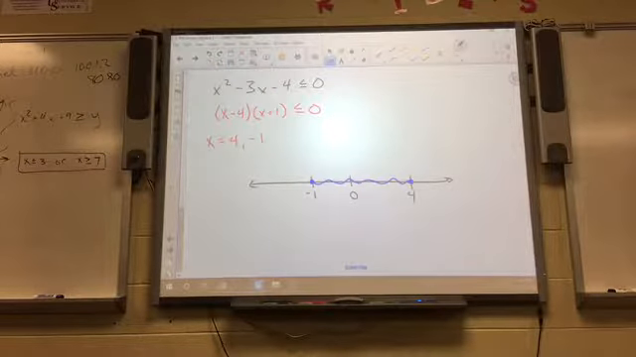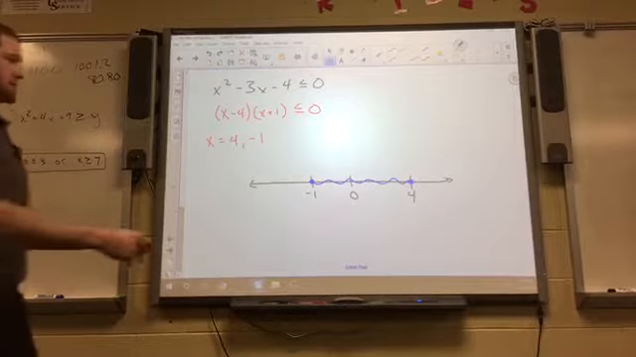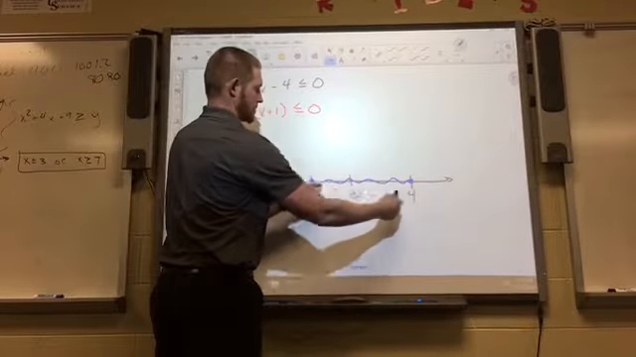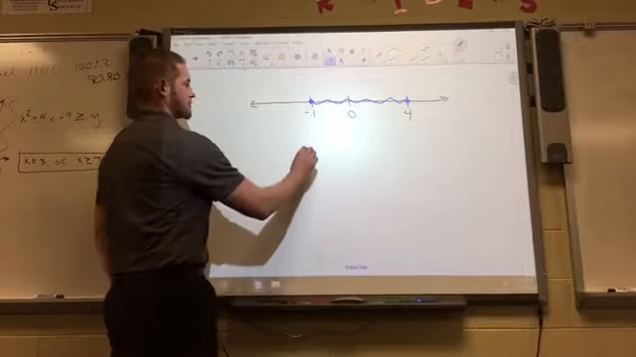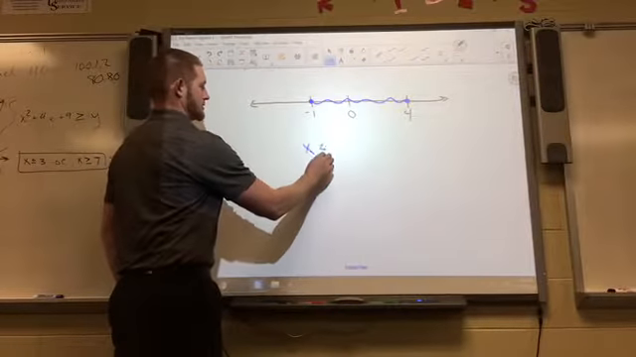So now, since this is an and statement, from what we talked about a minute ago, this is going to be an and statement. Are there numbers that can both be greater than -1 and less than 4? Yeah, all of these numbers are in between them. This is what an and statement looks like.